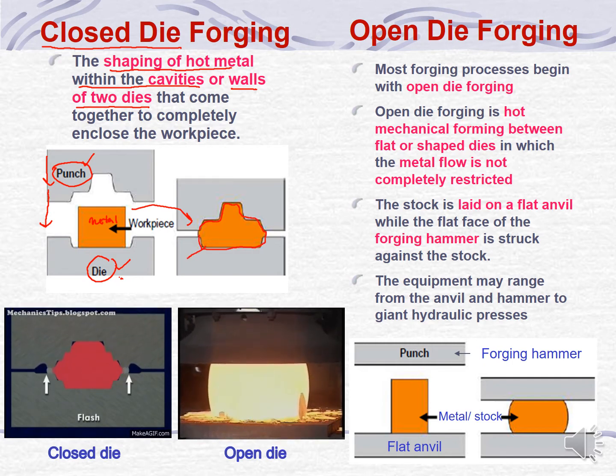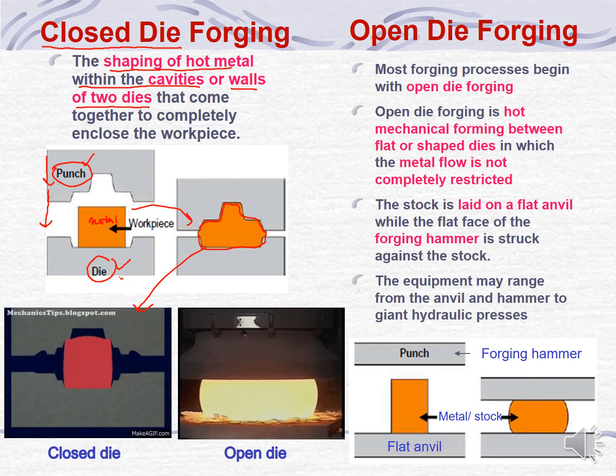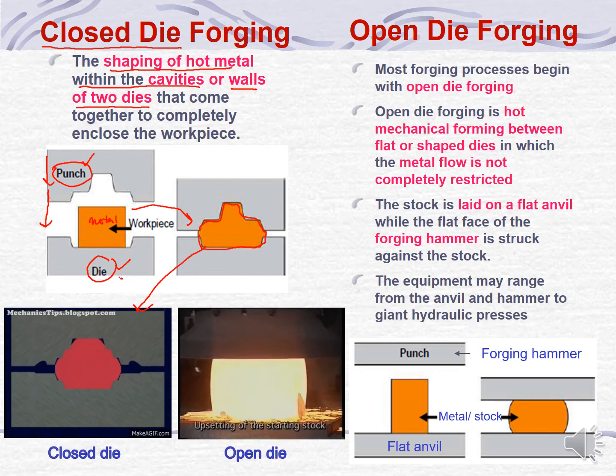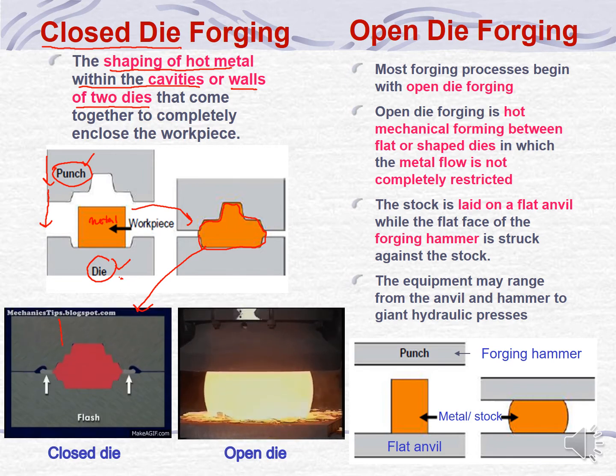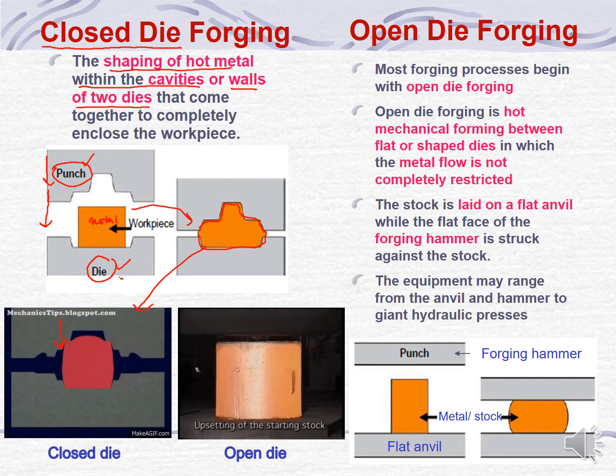Okay, as what you can see from this animation. Start with a metal block, put in the middle between the punch and die. We give a compressive force. Okay, so the metal will follow the shape of the die.